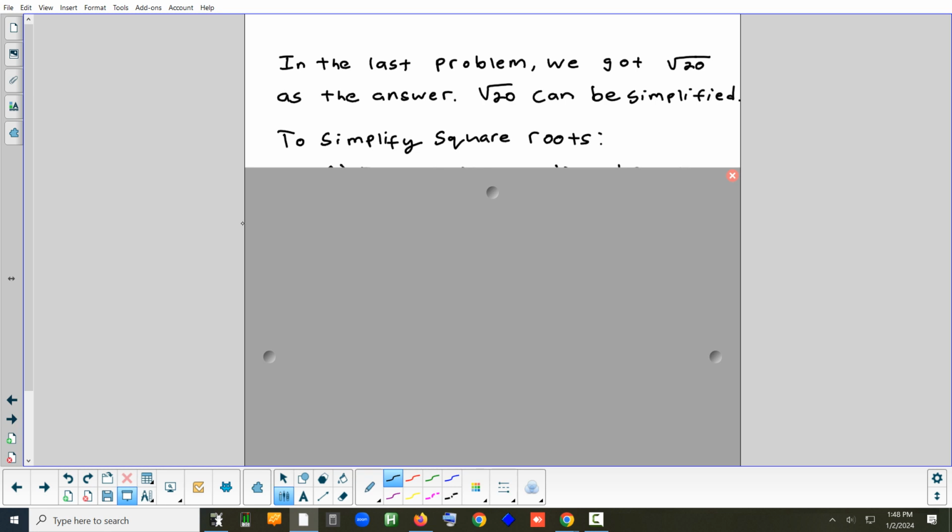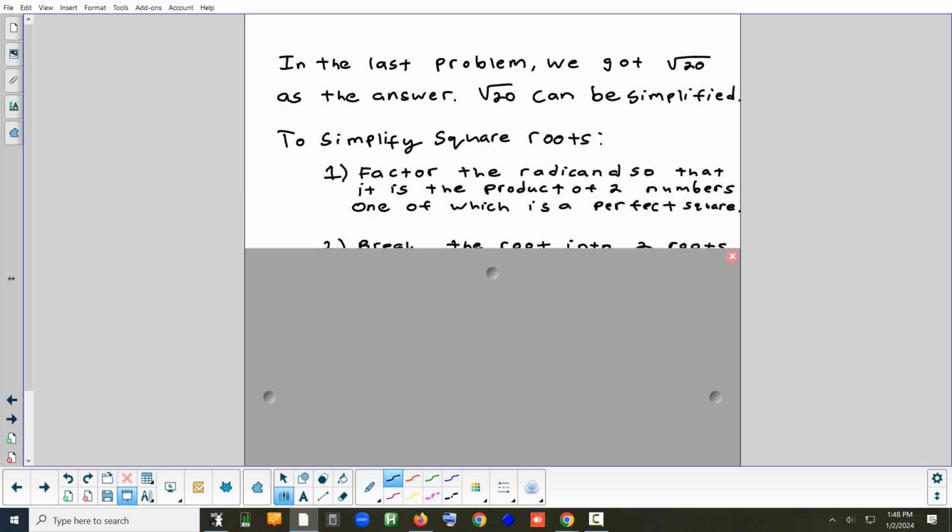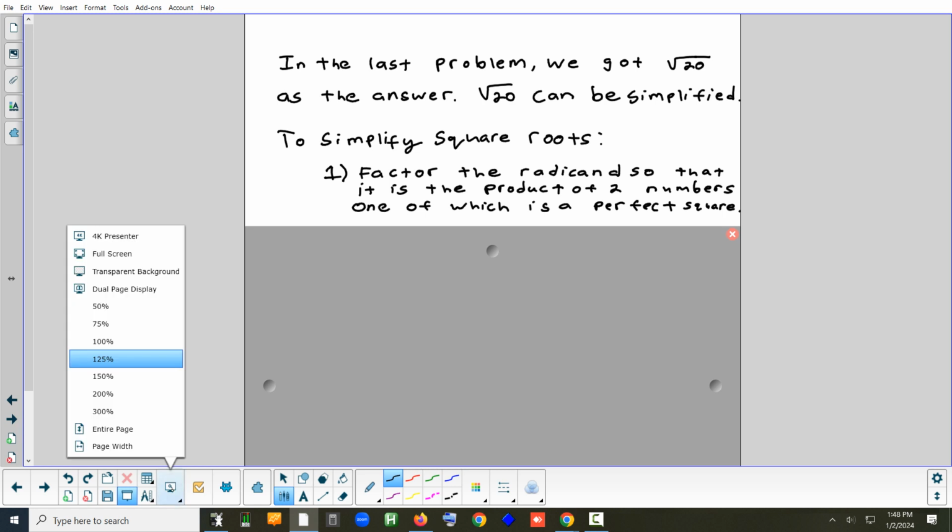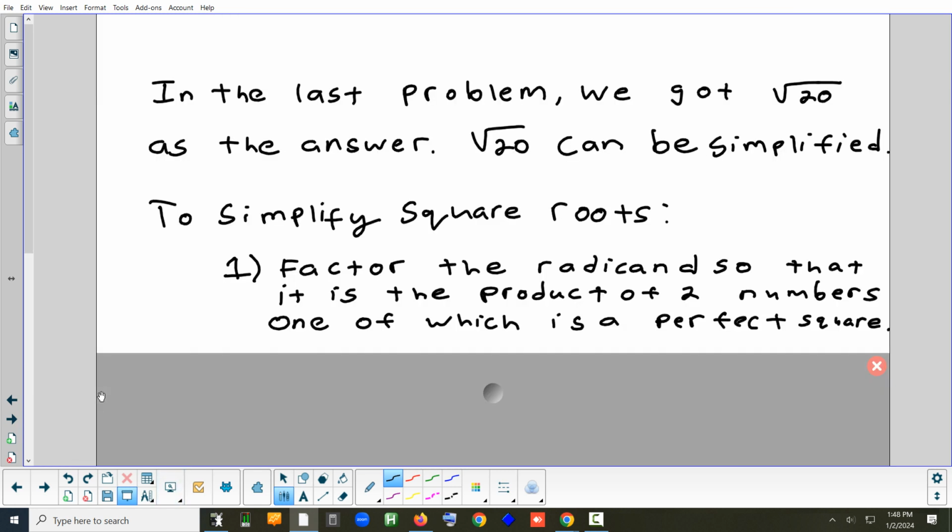So we got square root of 20, but that can be simplified. The way that I simplify square root of 20 is I try to break it down into two numbers that multiply to give me 20. But one of them has to be a perfect square. So remember, a perfect square is something you could take the square root of easily and get a nice answer. 4, 9, 16, 25, and so on. So I'm going to try to break down the number 20 so it's a product of two numbers, and one of them you can take the square root of in your head.